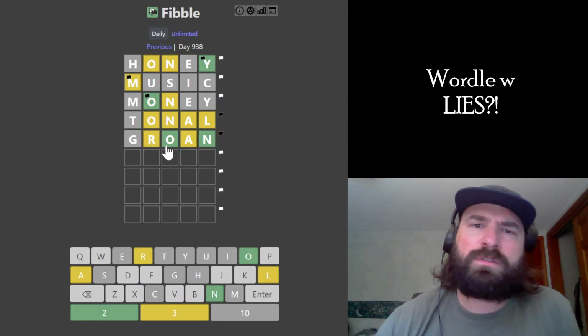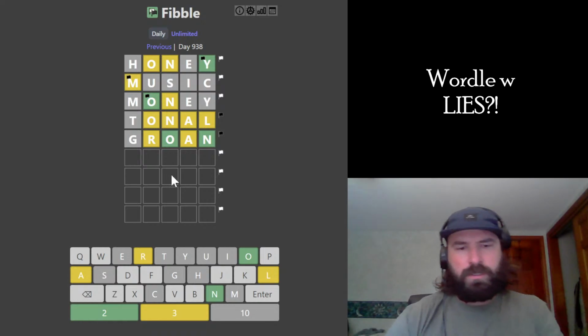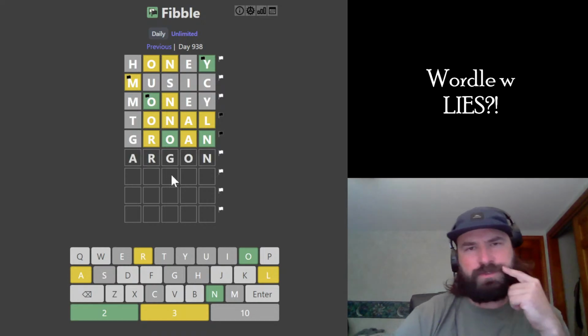Okay. So the letters that I know are in the word are the O and the N, so at least one of these absolutely has to be right. A sticks around. I'm just gonna go argon. I don't know. It can't be the answer because O and R would be lies from this, but I'm just moving letters around trying to figure this out.